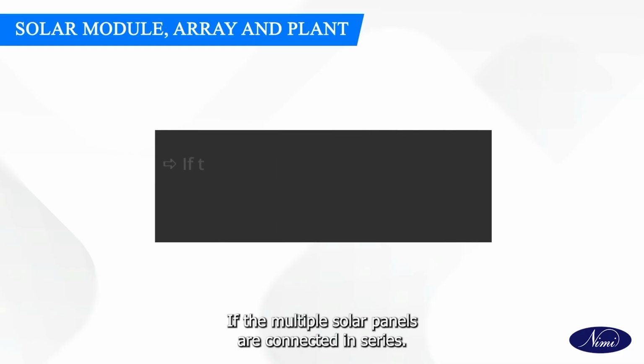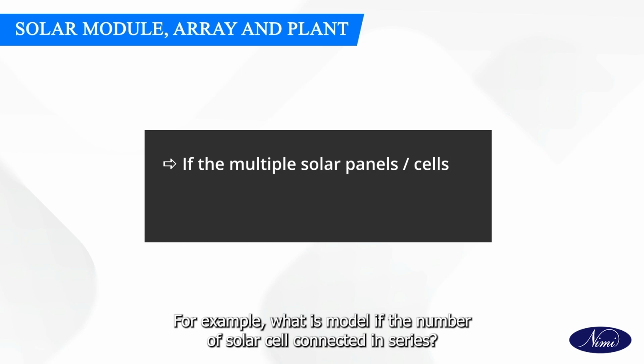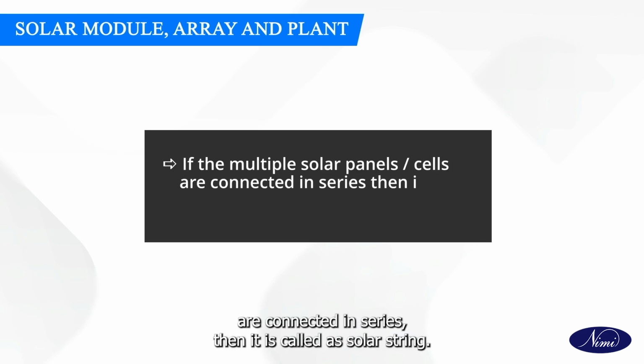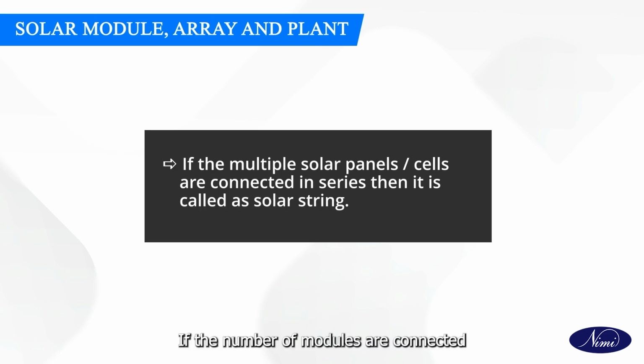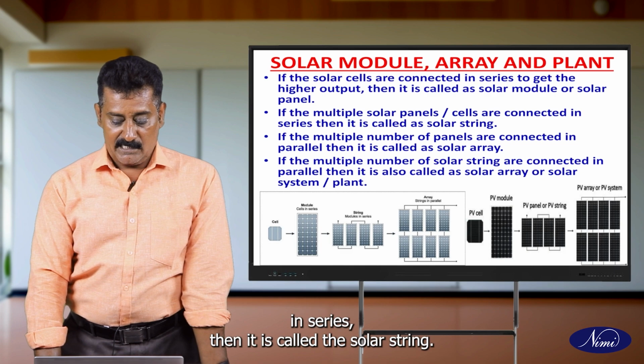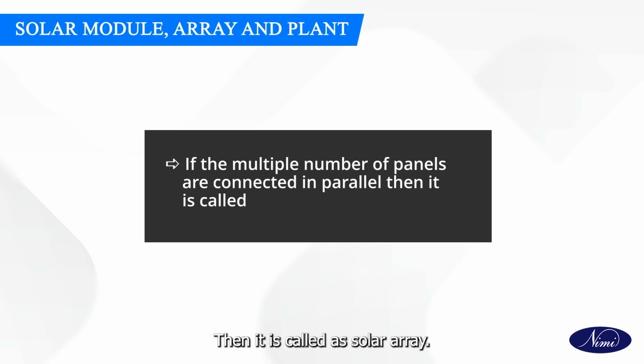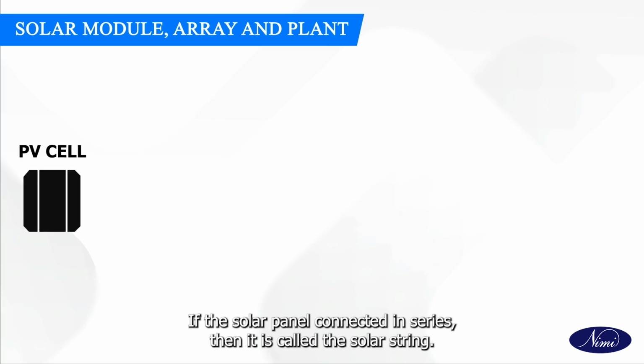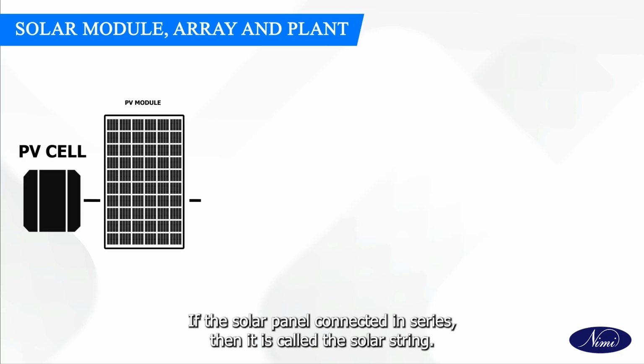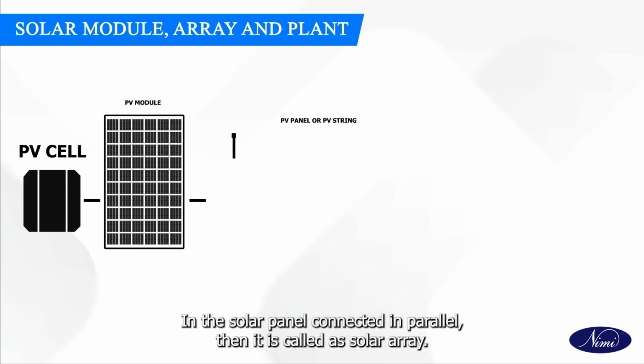If the number of modules are connected in series, then it is called a solar string. Similarly, if multiple solar panels are connected in parallel, then it is called a solar array. If the solar panels are connected in series, then it is called a solar string. If the solar panels are connected in parallel, then it is called a solar array.